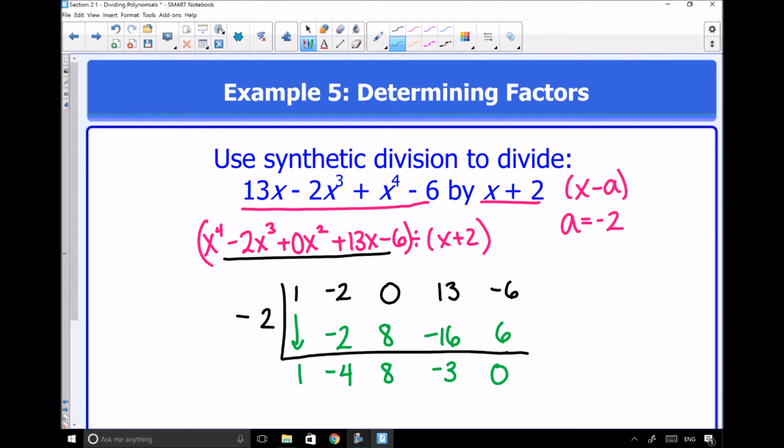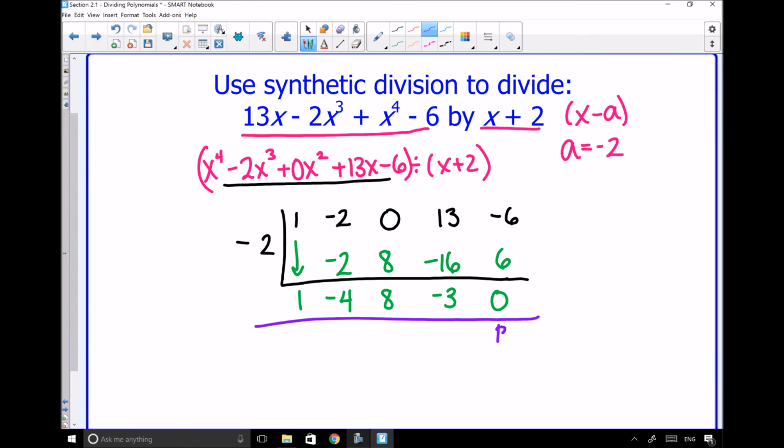So now we're going to talk about what all this stuff means. Remember, this right here is a remainder. This is our 0 degree term, our 1 degree term, our 2 degree term, and our 3 degree term. So this right here means that we get 1x to the power of 3, and then minus 4x to the power of 2. This 8 means I've got plus 8x, and then here my 0 term is minus 3. So this is my answer with a remainder of 0. So x plus 2 goes perfectly evenly into this expression right here.